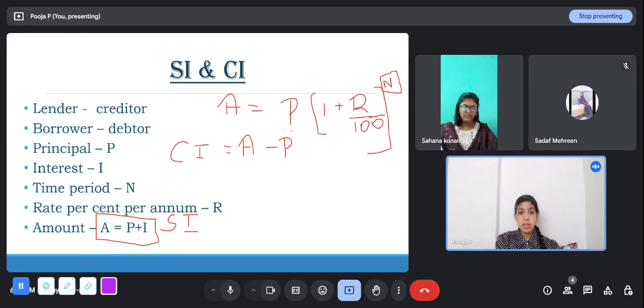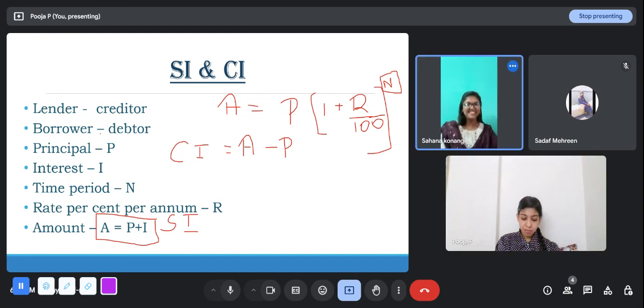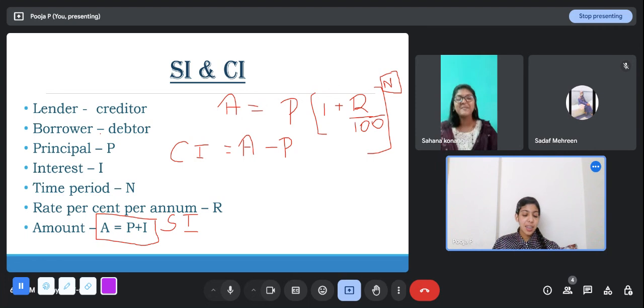So, yes, that is where you have to decide if you are lending money to someone. Do you have to lend it on a simple interest basis or compound interest basis? You will know once you complete this section. Okay, that's all. Any doubts? No doubts till here? No, ma'am.